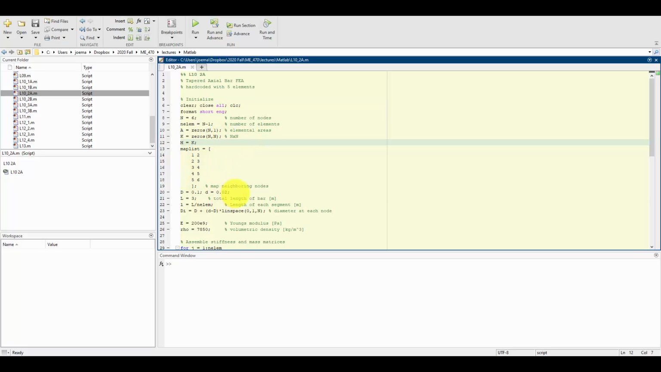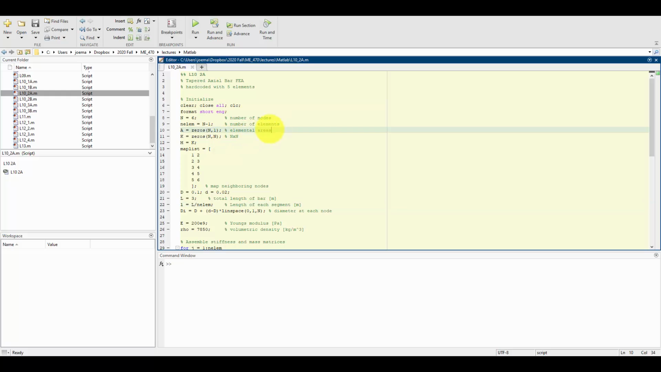I have my left diameter, my right diameter of the tapered bar, the total length I was given, and then the length of each element. Again, I'm using equally sized elements, so I'm just dividing the length by my number of elements, which was 5, which made 6 nodes that I allocate up top.